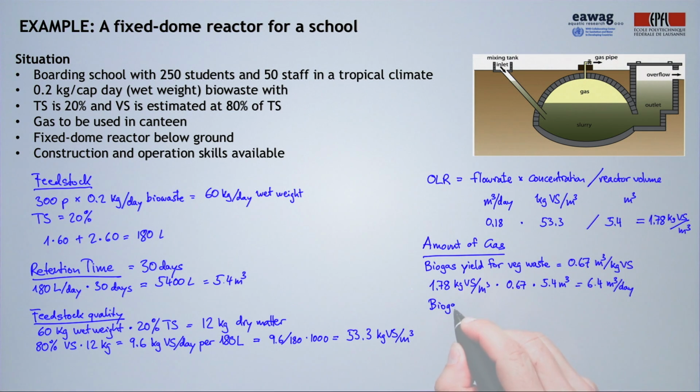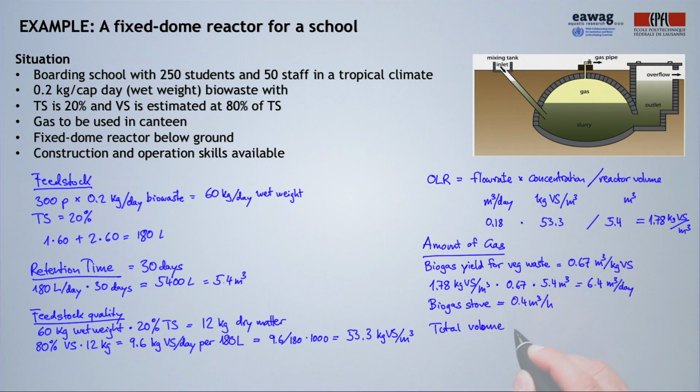Also from literature, we know that a biogas stove uses about 0.4 cubic meters per hour. So we have these 6.4 cubic meters per day. So we know that if we use one stove, we can actually operate it for 16 hours per day. Or if we have 4 stoves, we can operate them each for 4 hours per day. So that means we can actually cook quite a lot of food in the canteen of the boarding school.